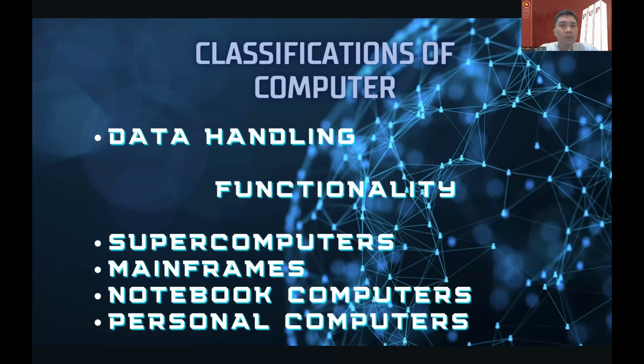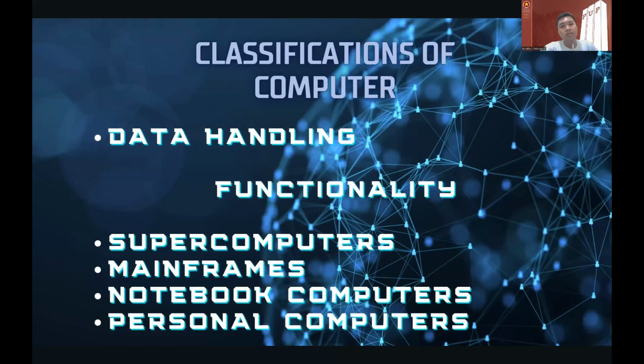So let's go now to classifications of computers. Data handling is the act of obtaining, documenting, and presenting data, which is in its raw form, in a way that enables analysis, prediction, and decision making. So by functionality, we have supercomputers, the mightiest and of course the most expensive computers. They process billions of instructions per second.